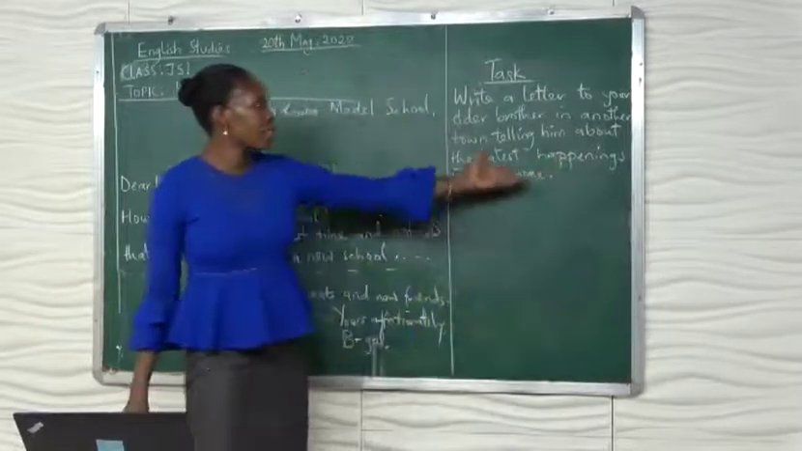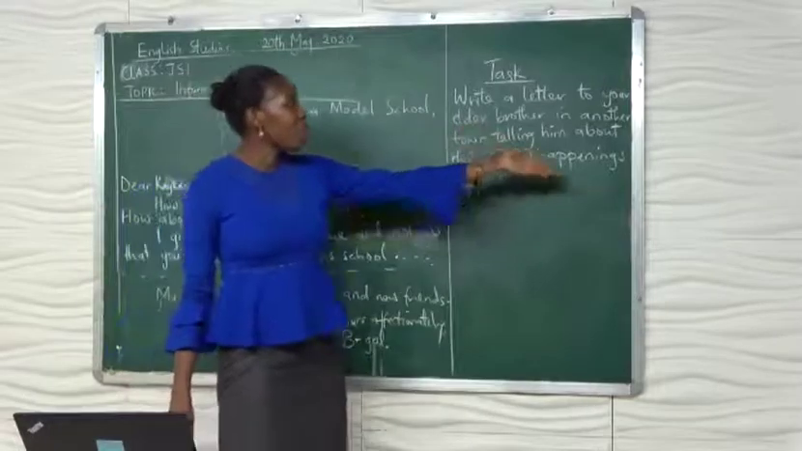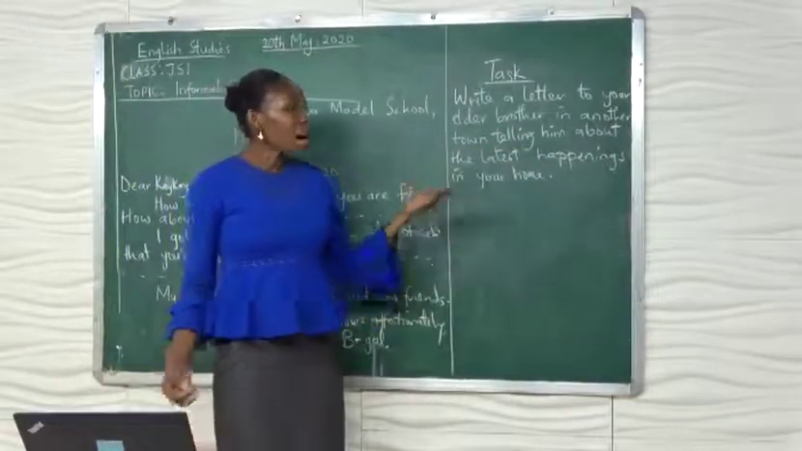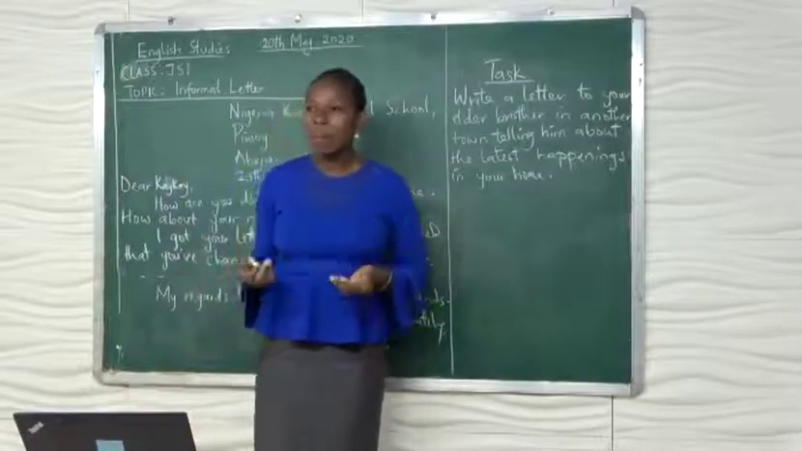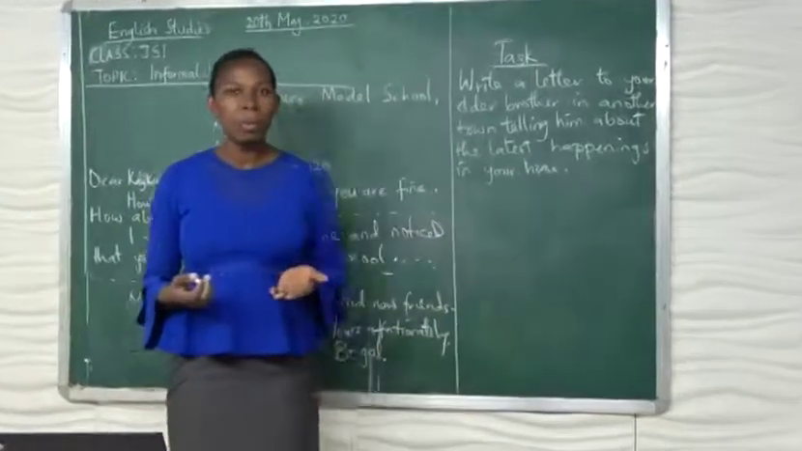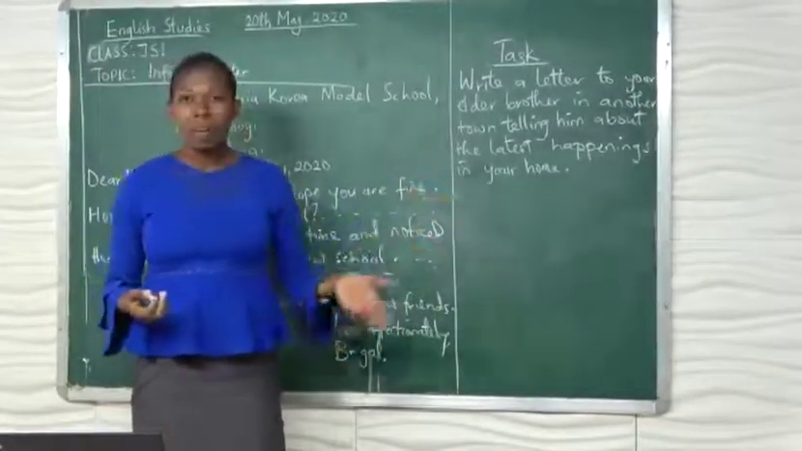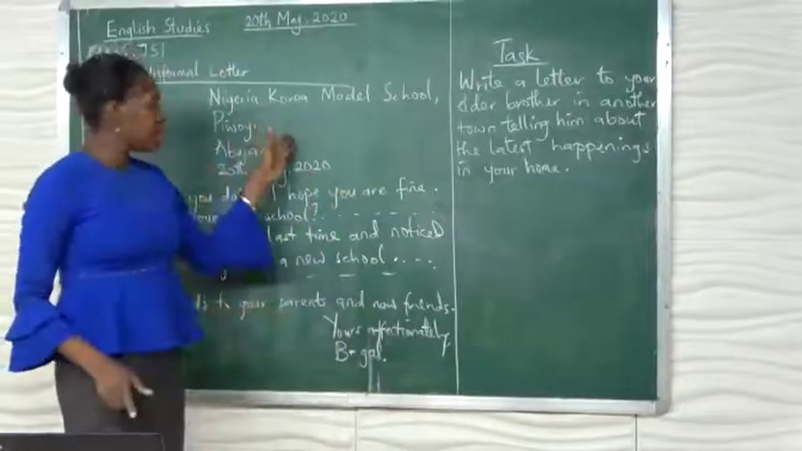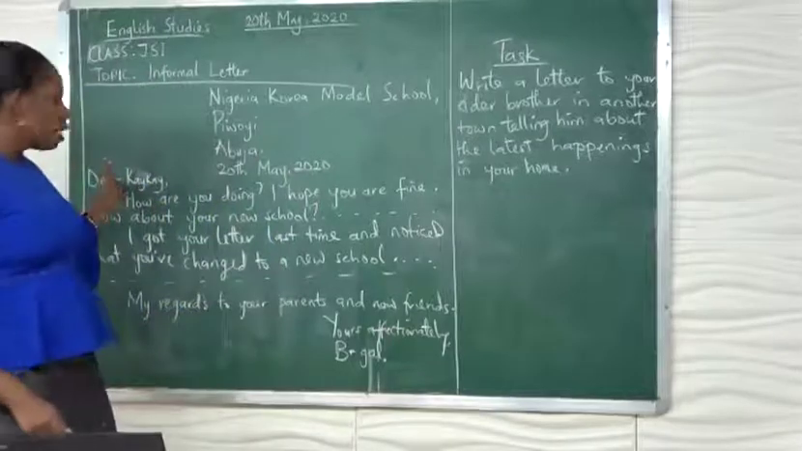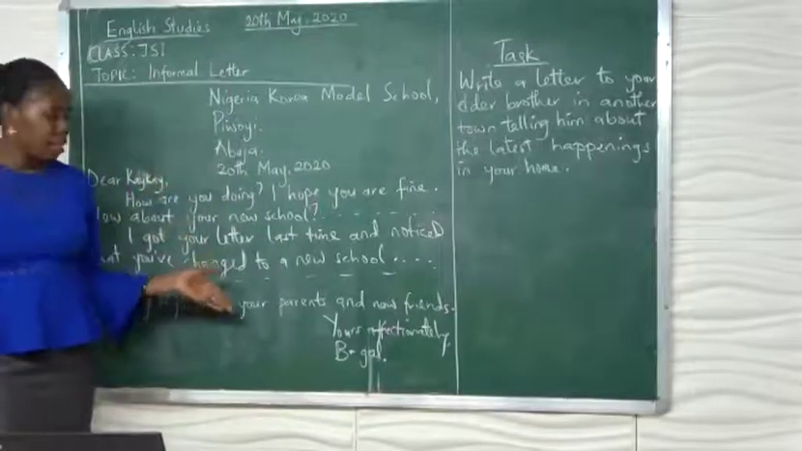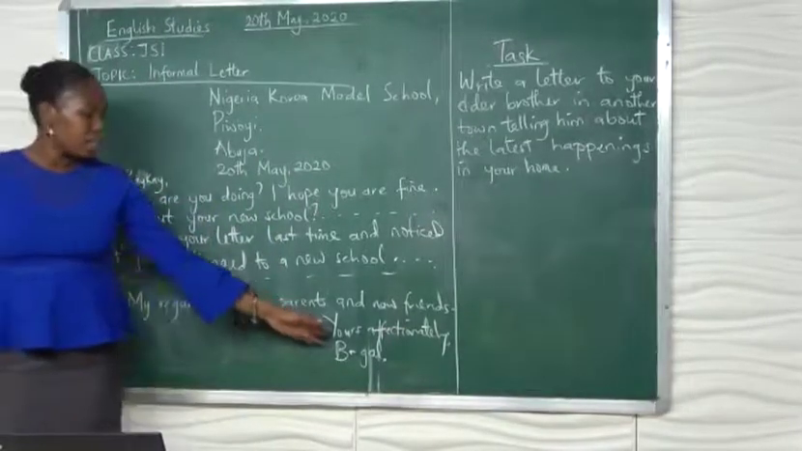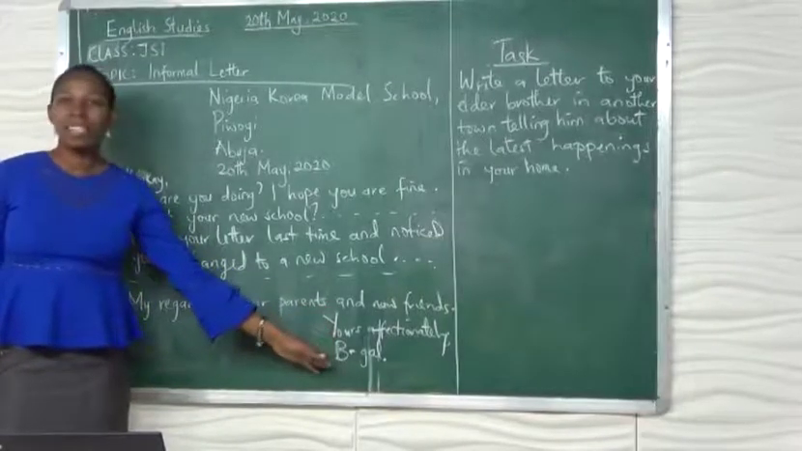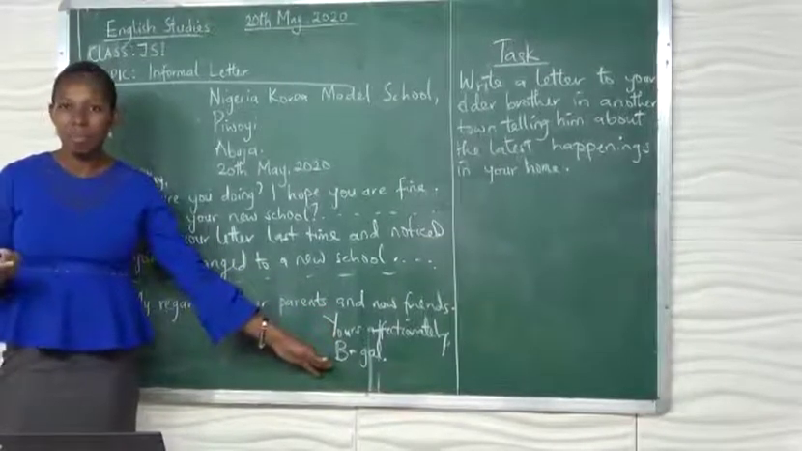Alright, this is your task. Write a letter to your elder brother in another town, telling him about the latest happenings in your home. This is another type of informal letter. Follow my format. This is the address, this is the salutation, this is the body of the letter, and this is the complimentary closing or the subscription, and this is the writer's name.